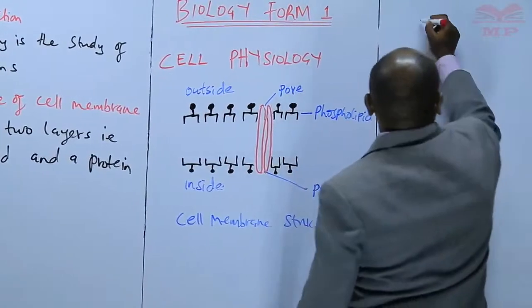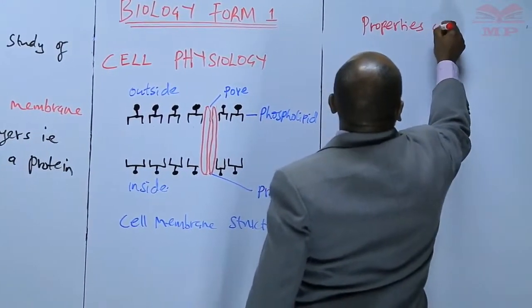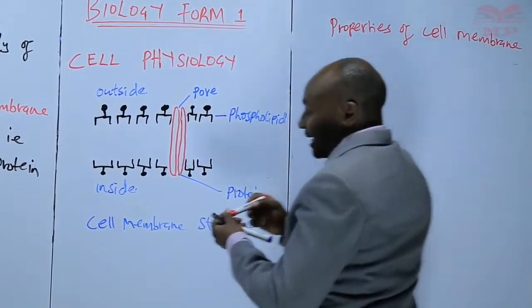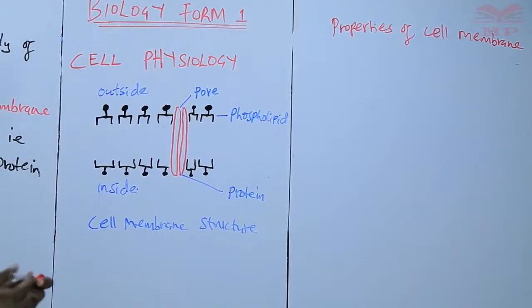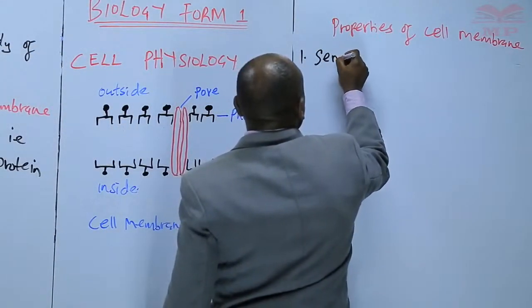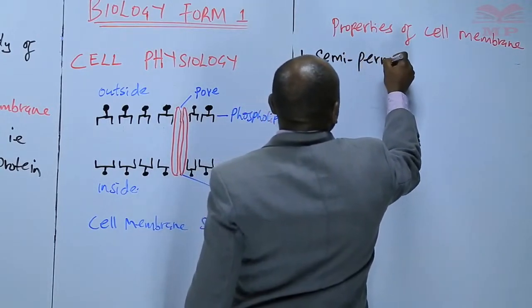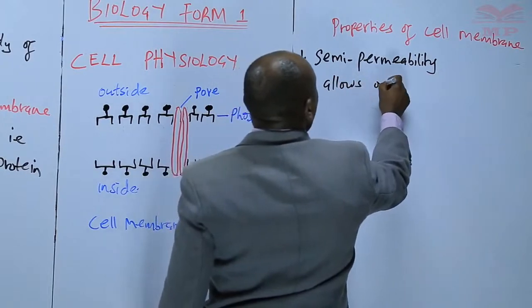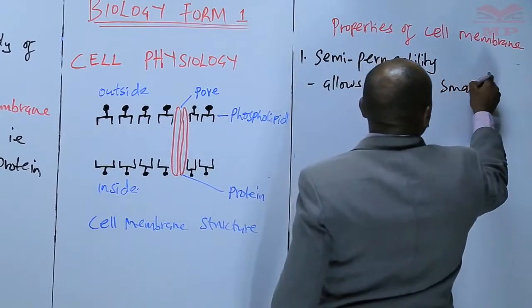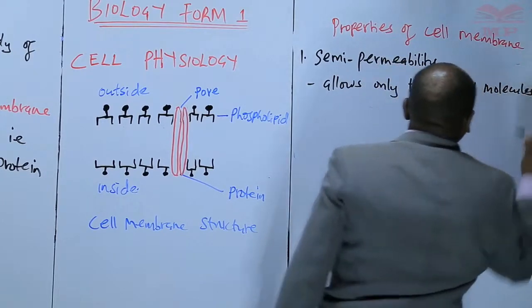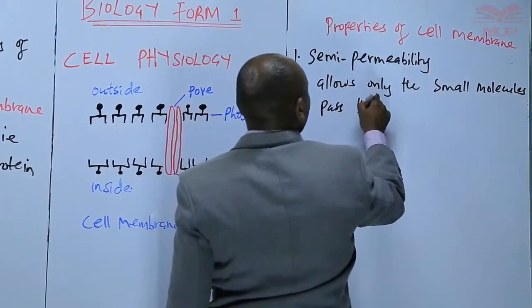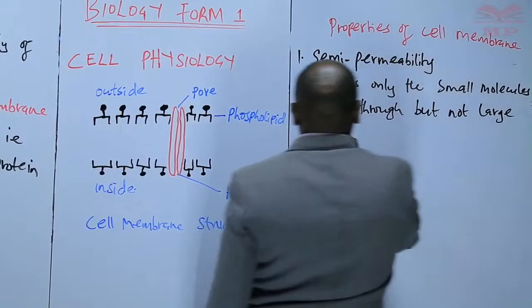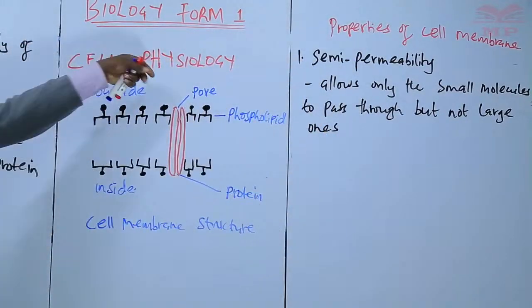We look at the properties of the cell membrane. One, we say that the cell membrane is semi-permeable. The cell membrane has what is called semi-permeability. And that means that it allows only the small molecules to pass through, but not large ones. So it's only allowing the small molecules to pass through the pore.